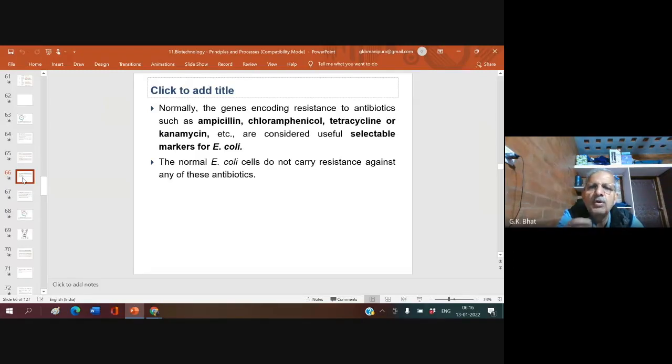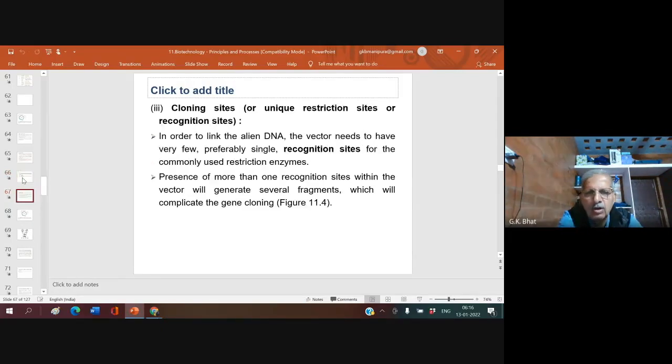Genes encoding means that the genes are responsible for producing a particular protein. Genes encoding resistance to antibiotics are considered a useful selectable marker. And E. coli has no such resistance gene at all.